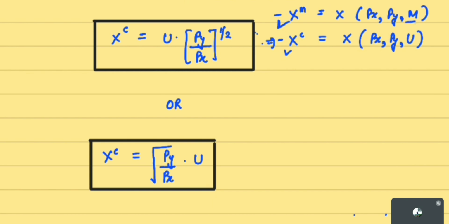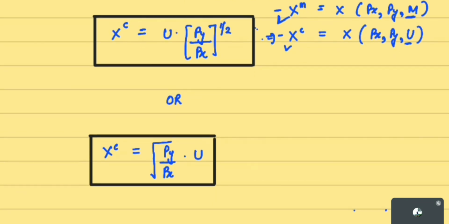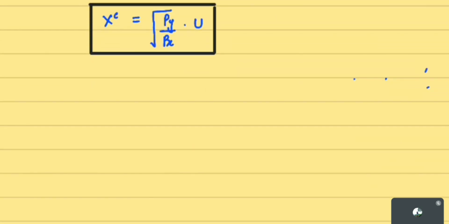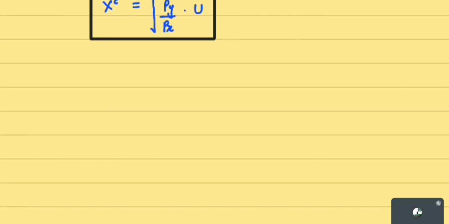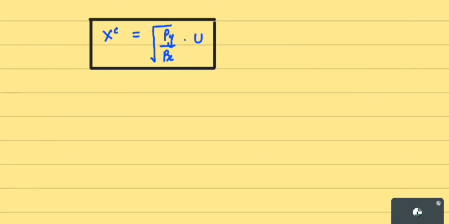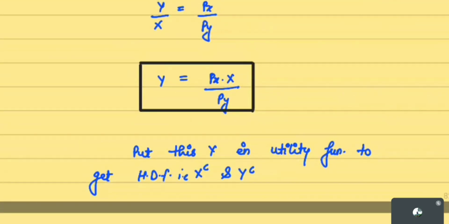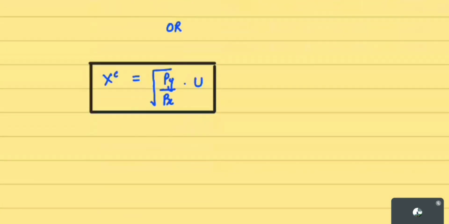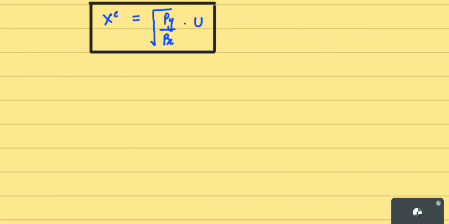Here there is only one difference. In case of Marshallian, you have money income. In case of Hicks, you have utility. Okay. So this is our xc. Now, on similar terms, we'll derive the expression for yc, or the Hicksian demand function for good y. We can use this particular xc in the first term in this equation, and we can get the demand function for good y. So yc must equal price of x by price of y, and your x is equal to under root price of y, price of x into utility.